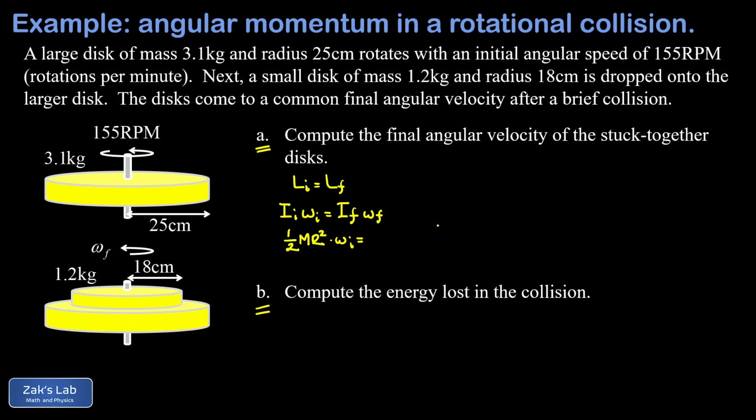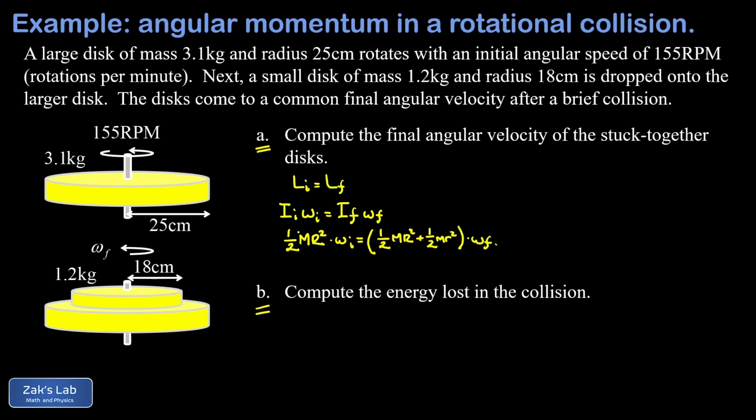In the final state, we have two disks added together, so we can just add together the moments of inertia. And I still have the big disk, that's 1/2 big M, big R squared, but I also have the small disk. And not surprisingly, I'm going to use a little m for that and a little r for that. So I have a 1/2 mr squared for that. And then my final angular speed, omega final.